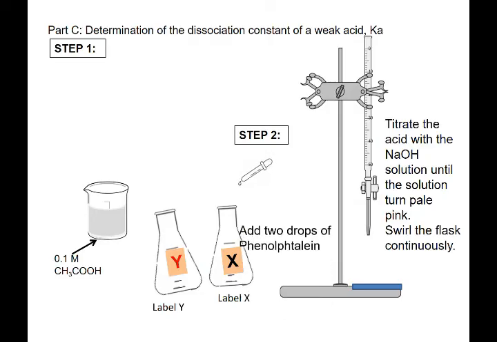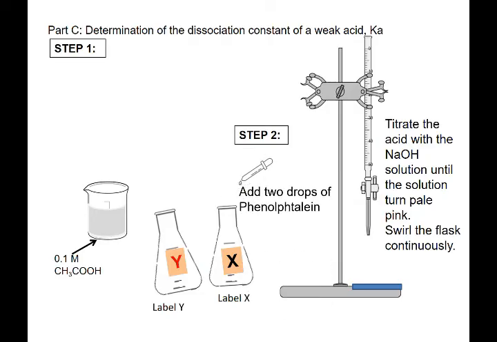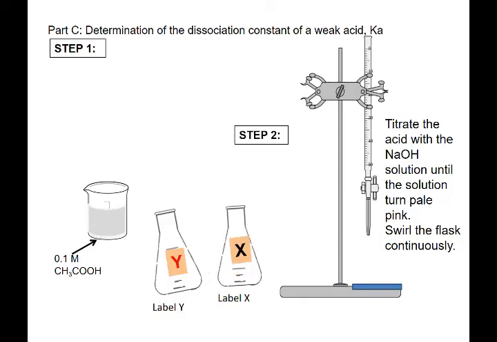Add 2 drops of phenolphthalein into conical flask X and titrate the acid with the sodium hydroxide solution until the solution turns pale pink. Swirl the flask continuously.